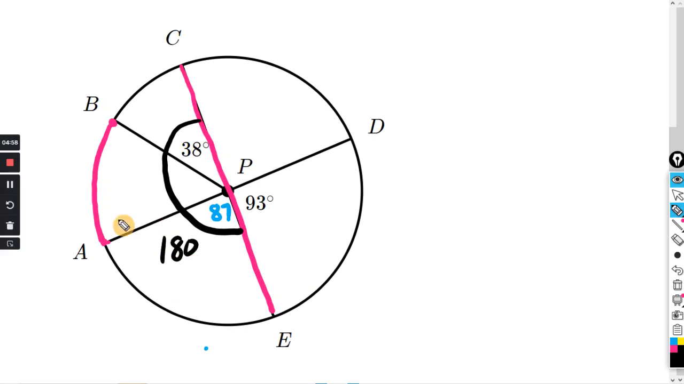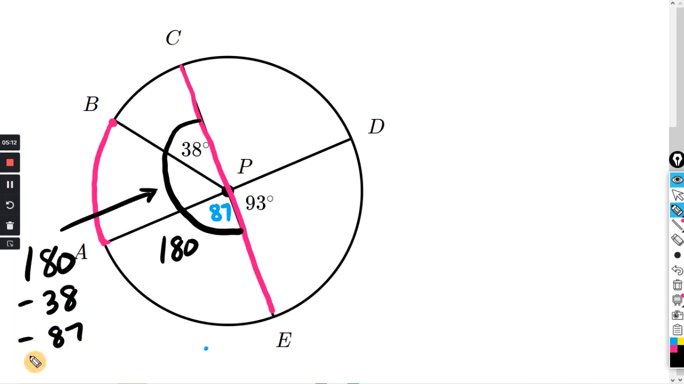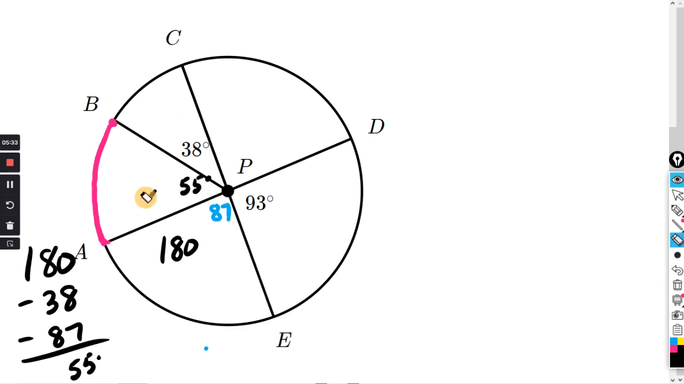That means this angle right here is just going to be 180 minus 38 minus 87. Adding these two, I get 125. 180 minus 125 is just 55. So this right here is going to be 55 degrees. If I erase this mess right here, we can see that the arc matches this angle right here. So if this is 55, the arc is also going to be 55 degrees.